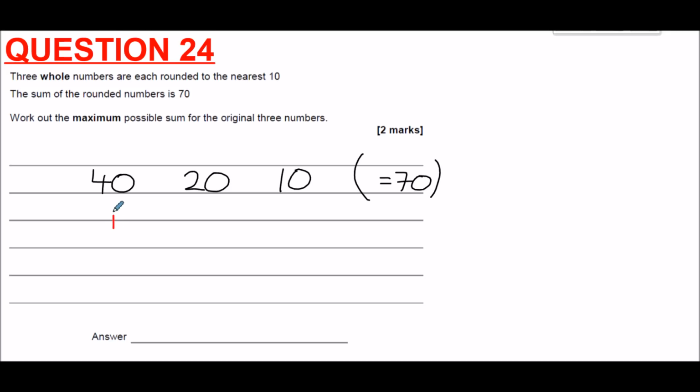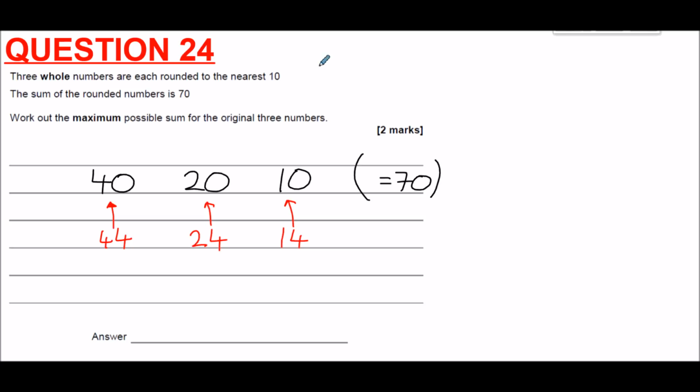So 40, if it was rounded to the nearest 10, it could have been as big as 44. It couldn't be 45, because if a deciding digit is 5 or more, we round up. 45 would round to 50. So the biggest it could have been is 44. In the same way, if we pick 20, the biggest it could have been is 24, and if this number were 10, the biggest number it could be, while being rounded to the nearest 10 and still be 10, would be 14. Any bigger than 14, it would have rounded to 20 to the nearest 10.